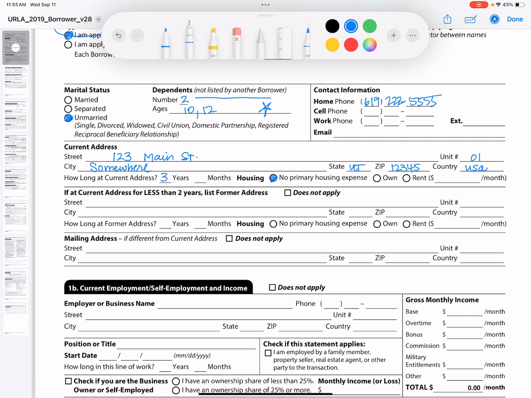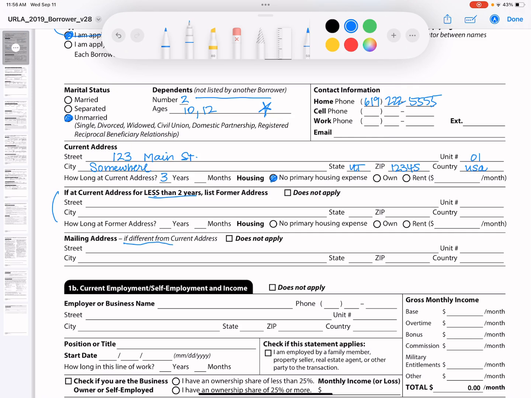Otherwise, it's going to be very difficult for you to prove that you have a housing expense and that you pay that housing expense on a regular basis, and they are going to want to see some kind of formal written agreement. So rather than have to manufacture something, which often people do, you would be better off to just say you live rent-free or you don't have a primary housing expense. So again, if you've been at your current address less than 2 years, go ahead and fill out this section.